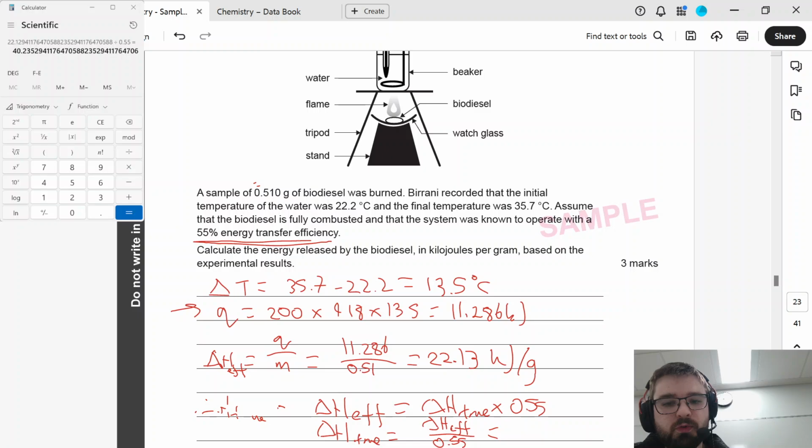40.23 or 40.24 kilojoules per gram, and we've got 3 sig figs, 40.2 kilojoules per gram. I guess the argument is, do we include the 55% energy transfer efficiency? And I'm going to say no.